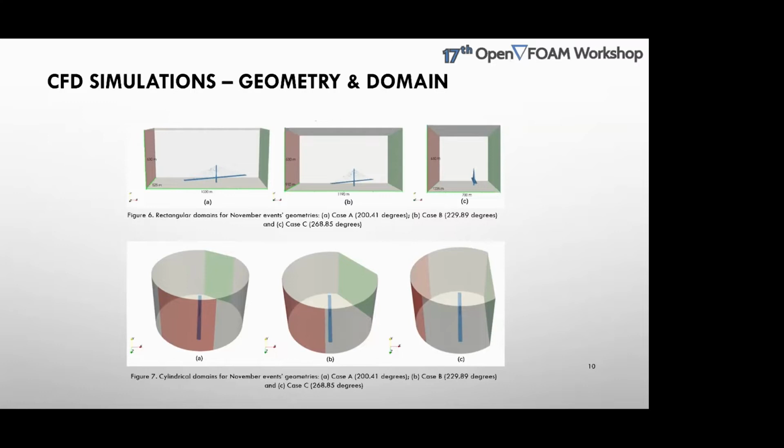The inlet and outlet faces were 200 meters and 400 meters away from the bridges, respectively, and the front and back faces were both about 100 meters away from the bridges. So based on these principles, my domain for each case is created separately in order to save computational power.